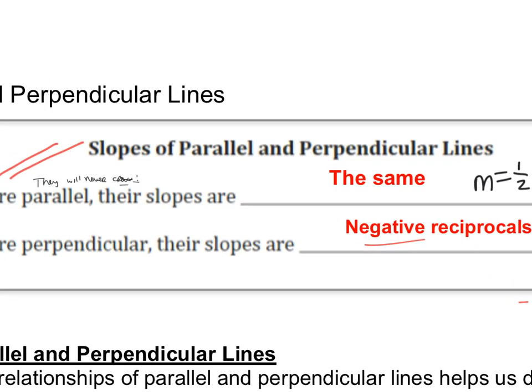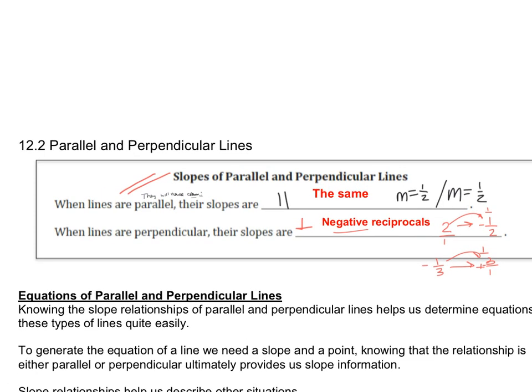This is the parallel symbol. This is the perpendicular symbol. It's basically an upside down T.